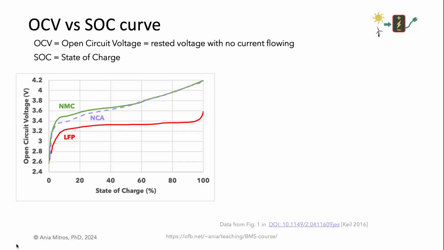The shape of the OCV versus SOC curve is slightly different for every cell chemistry. Notice that the LFP curve is very flat in the middle. This poses challenges for using cell voltage to monitor the state of charge of an LFP battery. For an NMC or NCA cell, the battery management system can measure the voltage to deduce the state of charge. For an LFP cell, the flatness of the curve requires very precise voltage measurements.